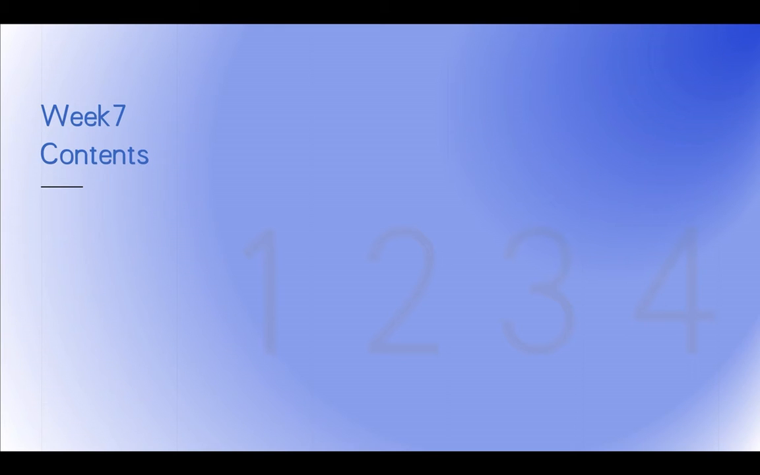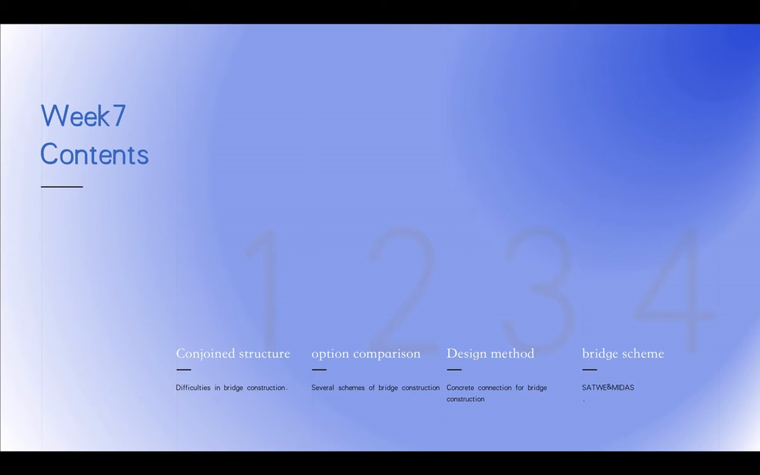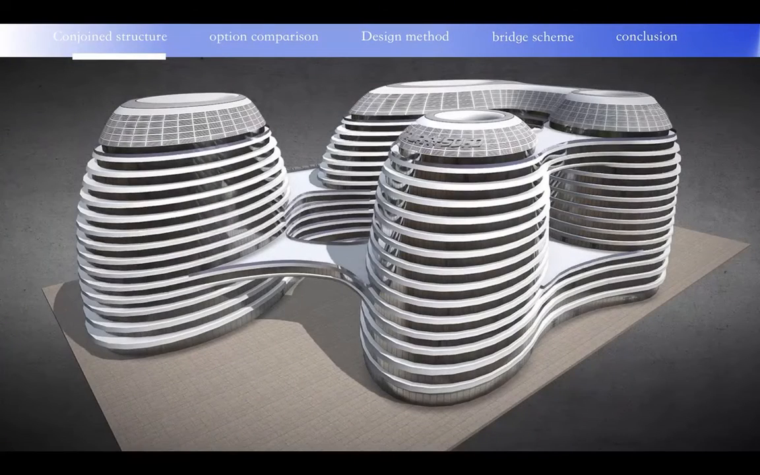This week, we will introduce the conjoined structure design of SOHO Center, including: 1. Difficulty in the design of the conjoining structure. 2. Comparison and selection of the connection scheme between the bridge and the main body. 3. The bridge scheme. 4. Design method. 5. Summary. And 6. Study plans.